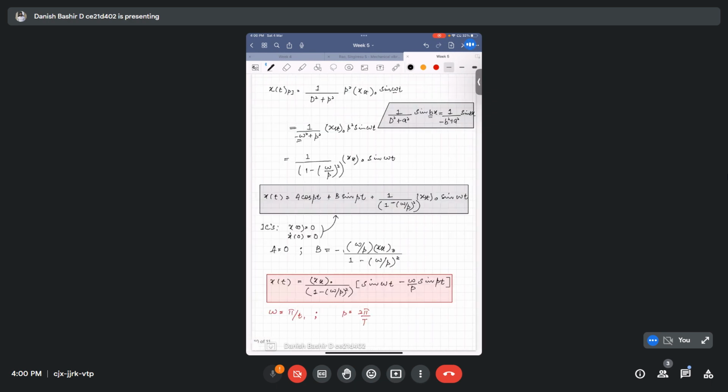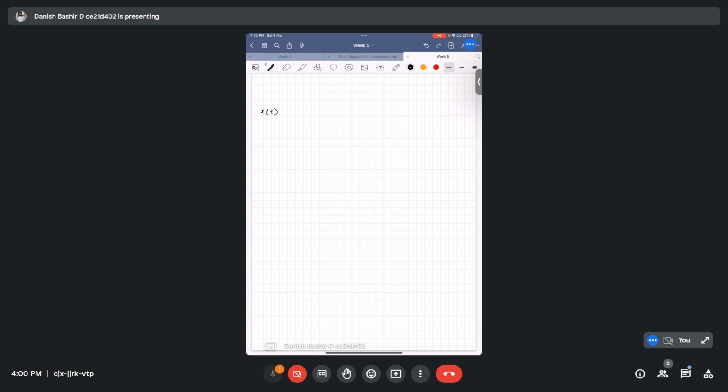When we use these substitutions, our solution boils down to x of t equal to x static deflection, at its maximum, divided by 1 minus 1 by 4 times (time period of the system divided by the time period of the pulse) whole square, times sine pi times the same ratio, time period of the system divided by time period of the pulse, minus 1 half times the same ratio, sine 2 pi t by T. This is the final solution we will get.